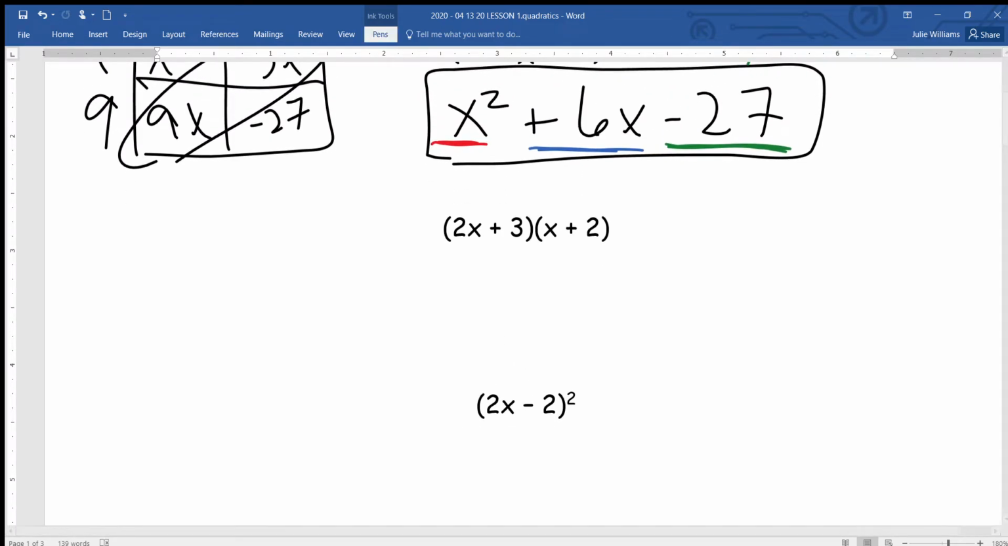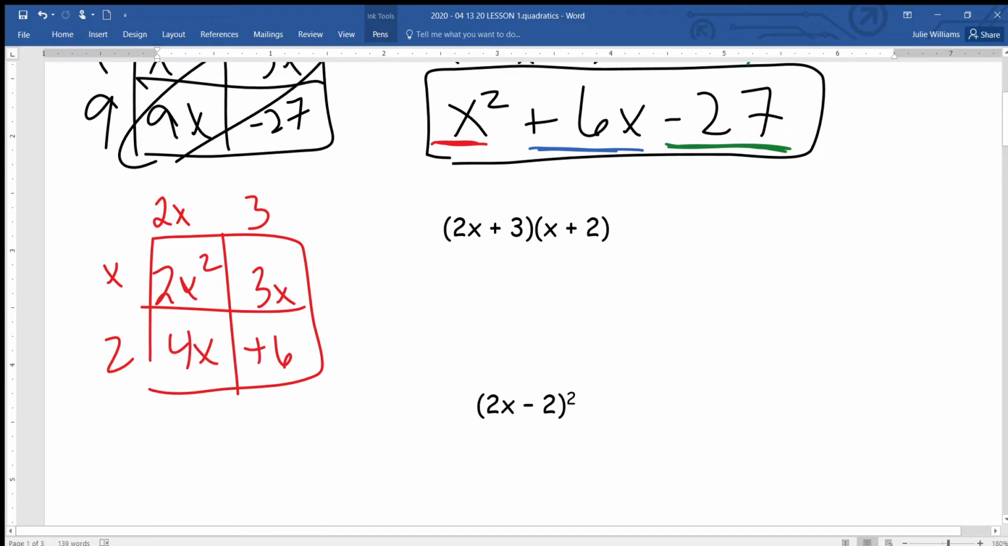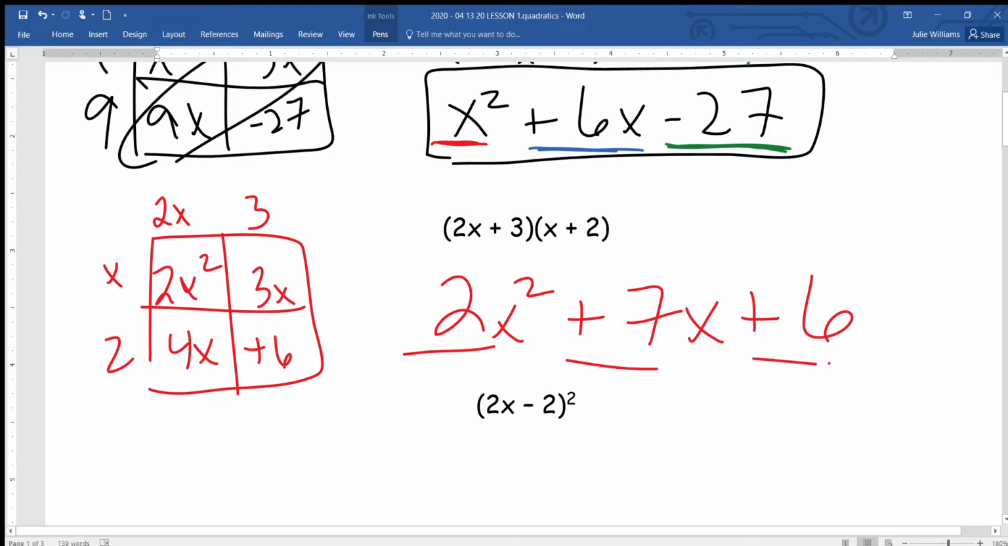I'm going to change colors for you. All right, so this one is again just a binomial times a binomial. So I'll just quickly go through this. So I get my 2x squared, my 3x, my 4x, and my 6. Combining like terms, I get 2x squared plus 7x plus 6. Again, how do these numbers relate back to up here?